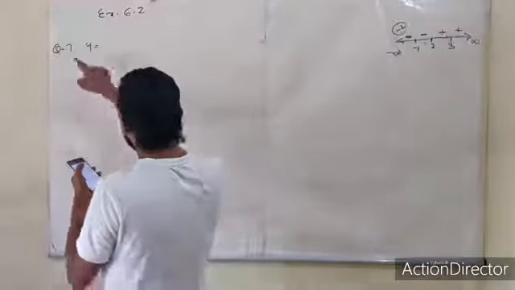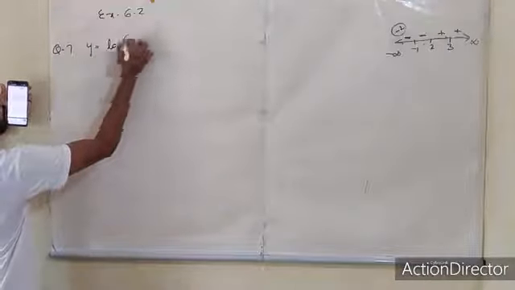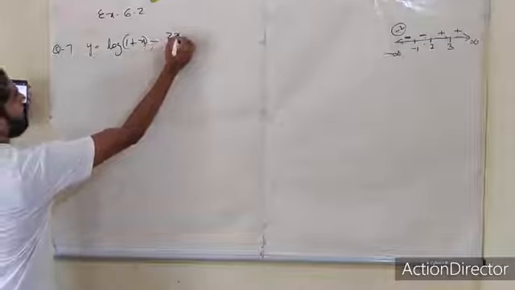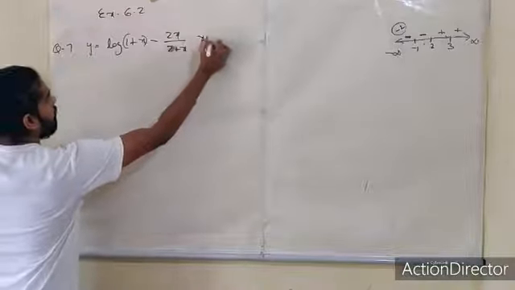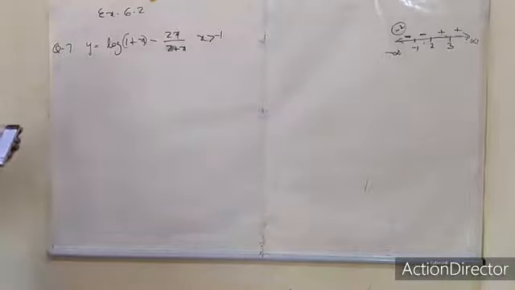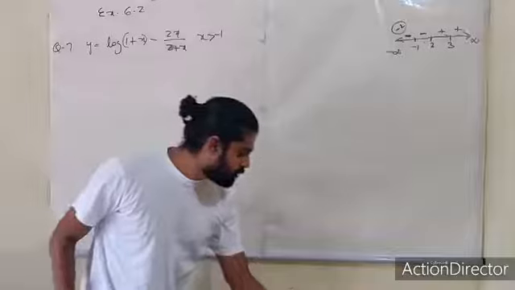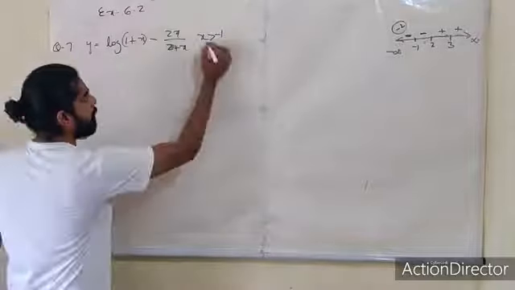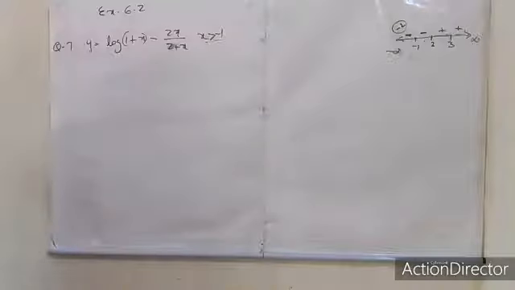Okay, question number 7: y equal to log of 1 plus x minus 2x by 2 plus x, where x is greater than minus 1. We have to prove the function is increasing throughout its domain. This itself is the domain, x greater than minus 1. So we have to prove the function is increasing whenever x is greater than minus 1.